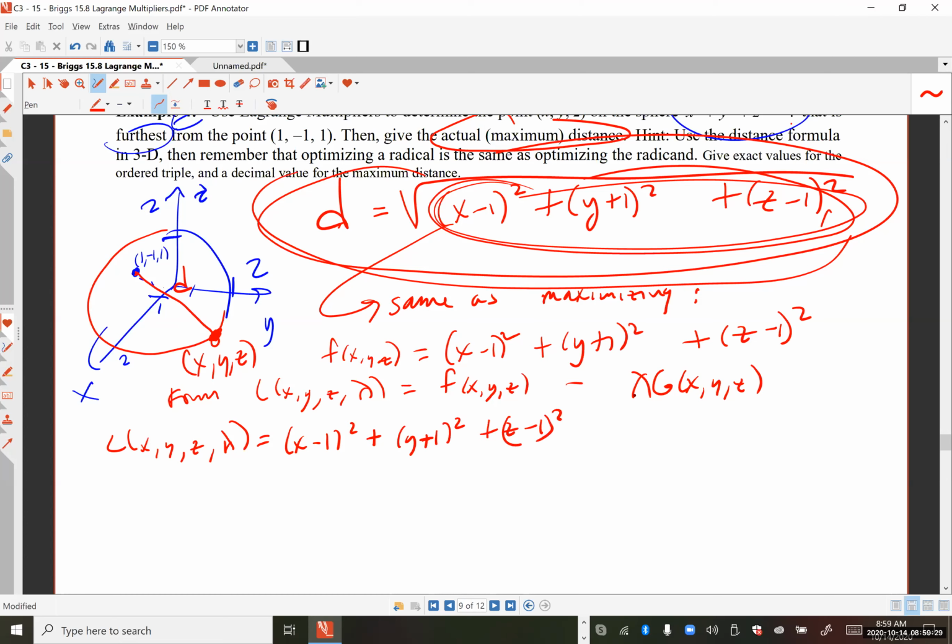During quizzes or exams, do you want to see that equation? Yeah, I do. I really would like you to use my approach. That would be nice. Now, if you want to use Briggs' approach, where he just takes the gradient of f and sets it equal to lambda g, which is essentially the same thing, if you want, you could do that.